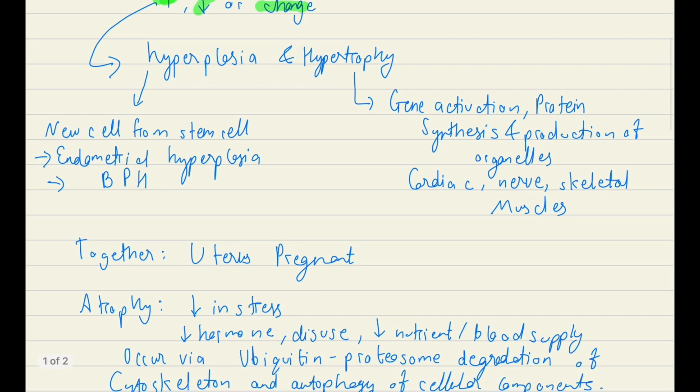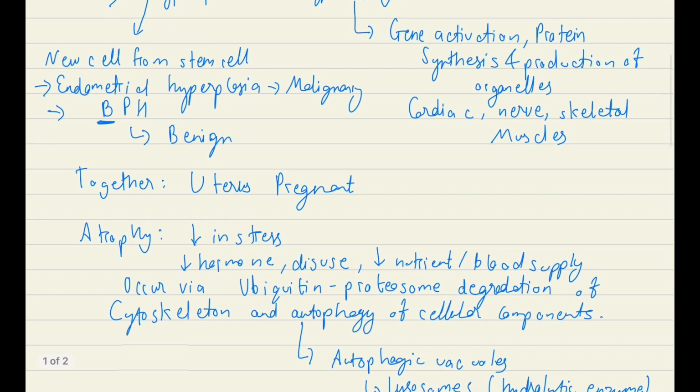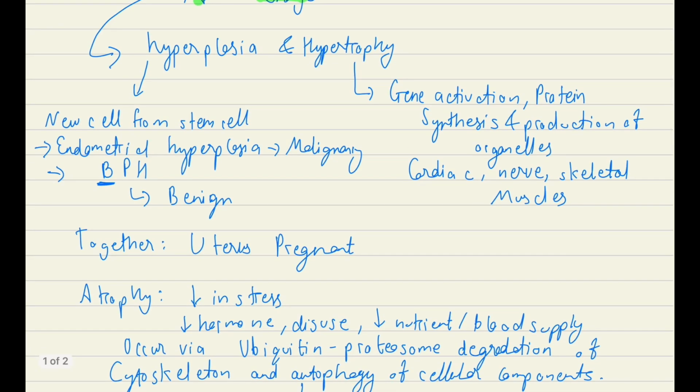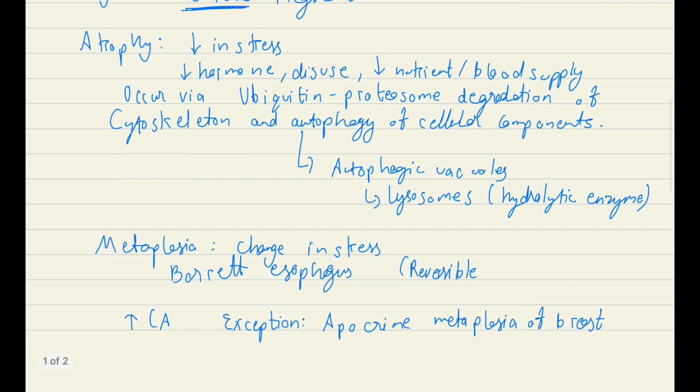And hyperplasia, you have all heard of endometrial hyperplasia and benign prostatic hyperplasia. These two are examples of hyperplasia. But endometrial hyperplasia can turn into malignancy later, while benign prostatic hyperplasia is a benign condition. The name itself says benign. And what is the example in which both hyperplasia and hypertrophy occur? It's the uterus in a pregnant female. In it, both hyperplasia and hypertrophy occur together.